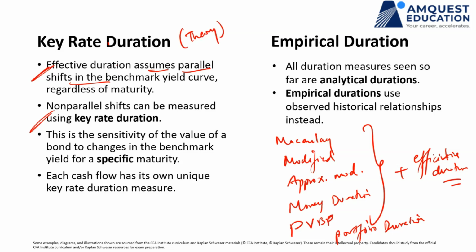From an empirical duration perspective, all duration measures seen so far are analytical durations. Empirical durations use observed relationships instead. So whatever we have done is calculation or estimation of duration. Empirical is something which is based on historical data, right? Based on historical data, what the duration would look like.